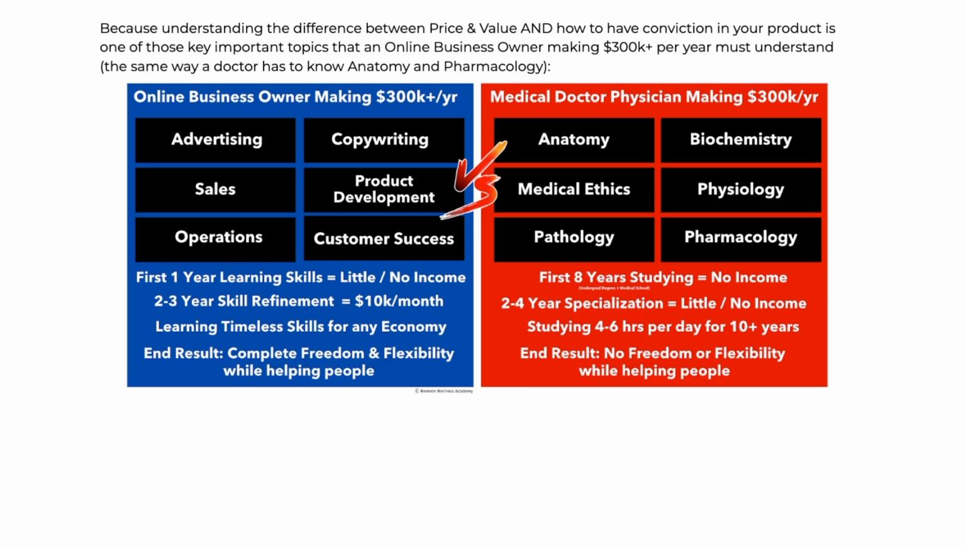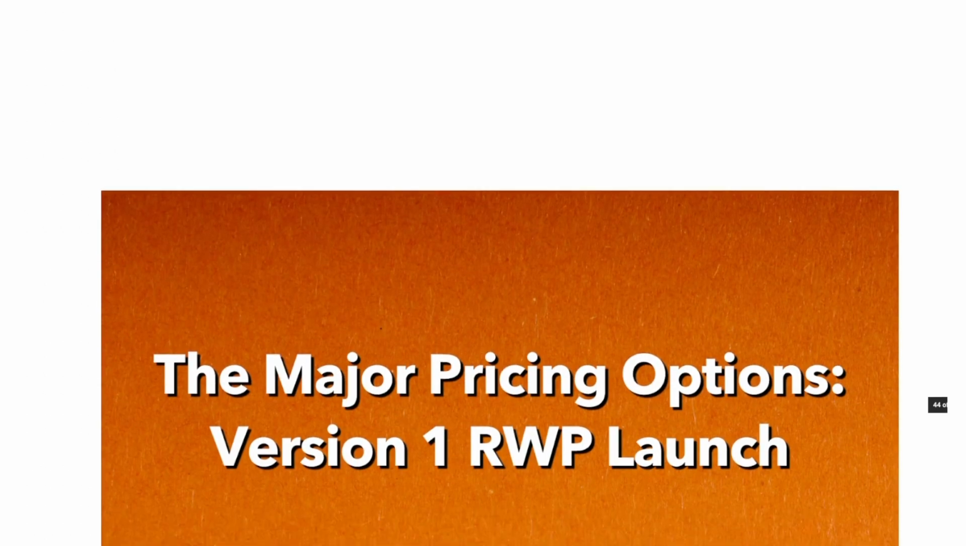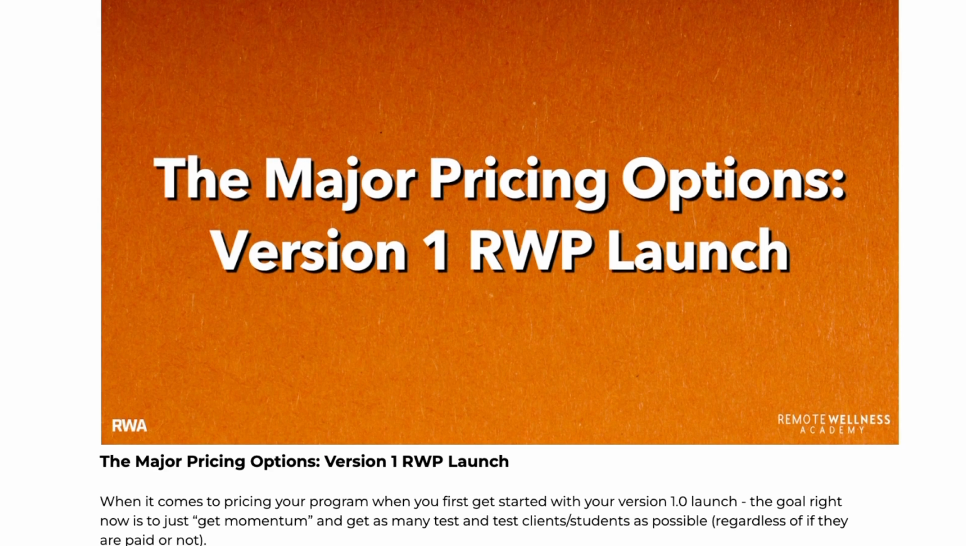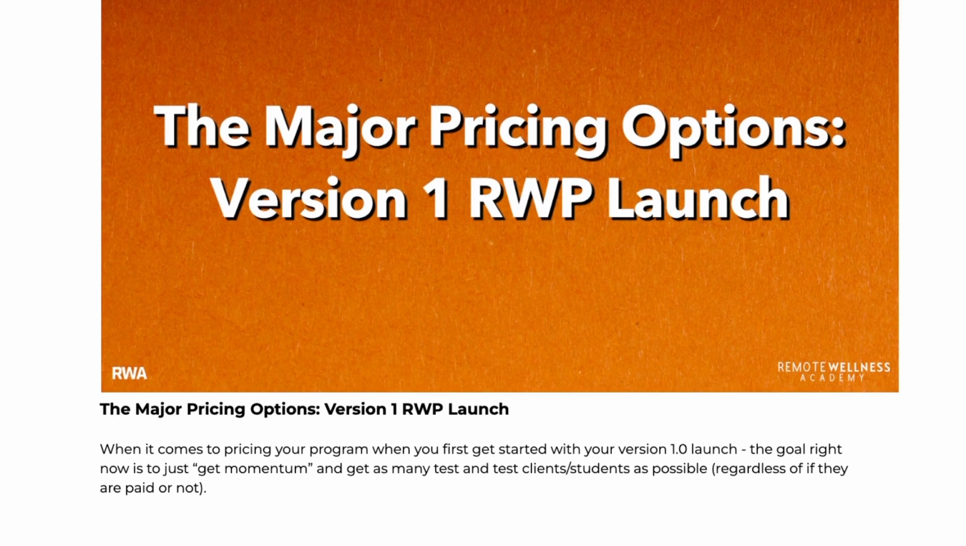Okay, so that is the introduction of what pricing is and the foundations of pricing and the relationship between pricing and value. What we're going to do now is talk about the major pricing options that you're going to be using to price version 1.0 of your remote wellness practice launch. We're going to walk through those major options so that when you're first getting started, which is what you're doing right now, you know what pricing options you might consider for your transformation program.